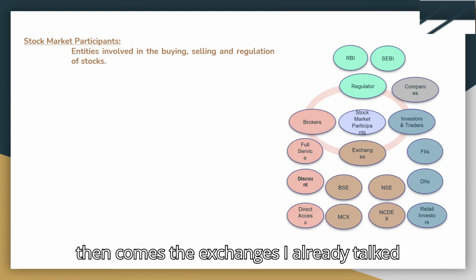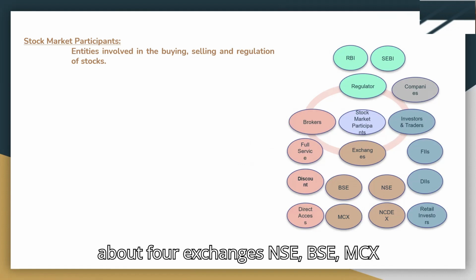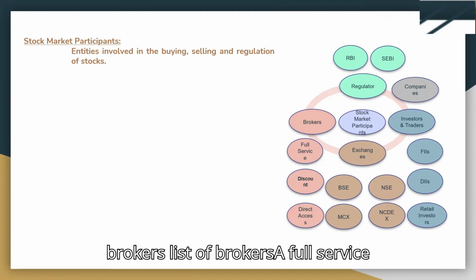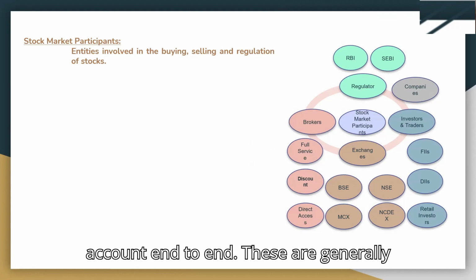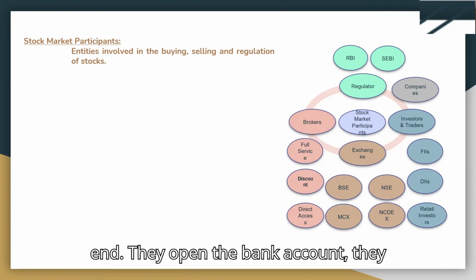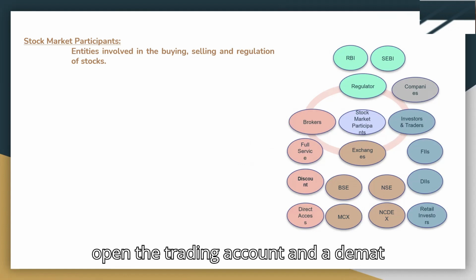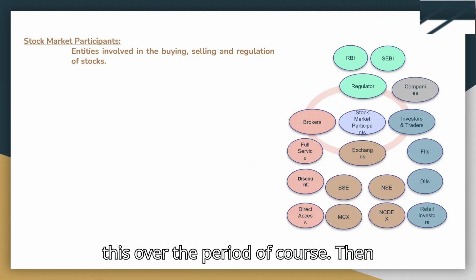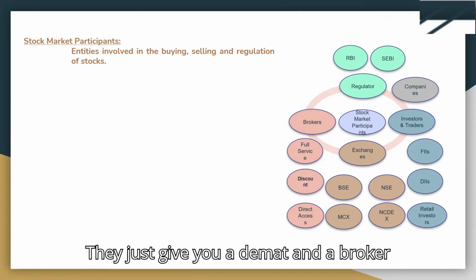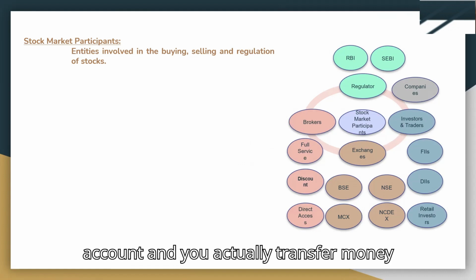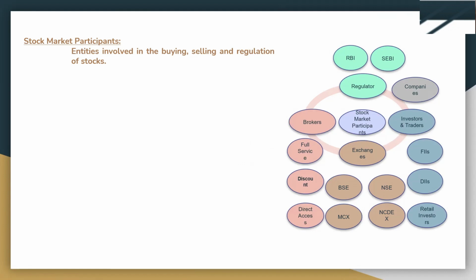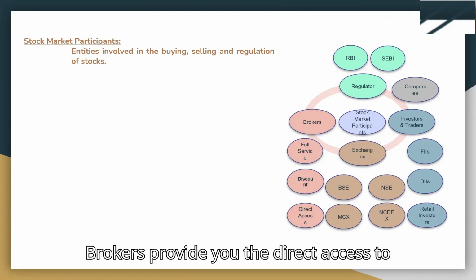Then come the exchanges. I already talked about four exchanges: NSE, BSE, MCX, and NCDEX. And then we have a list of brokers. A full service broker provides you a three-in-one account end to end. These are generally banks like Kotak Bank, HDFC Bank, who provide this brokerage service end to end. They open the bank account, the trading account, and a demat account. What are these? We'll discuss this over the period of course. Then comes a discount broker like Zerodha. They just give you a demat and a broker account, and you transfer money from your other bank account to them. Okay, and then you make the transactions. Brokers provide you direct access to the market.